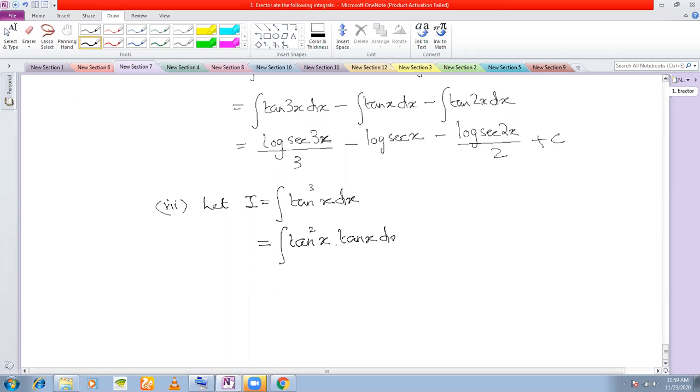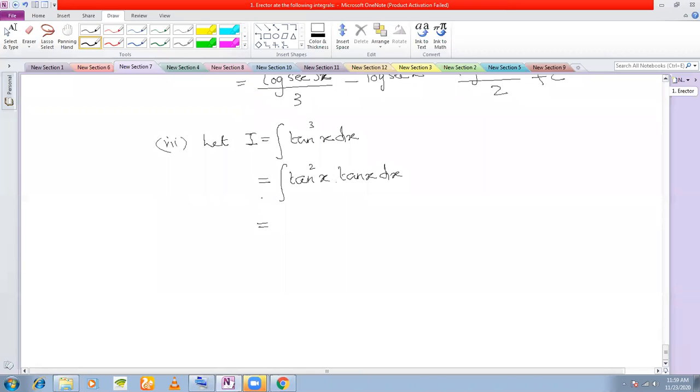Now what you do here is that you know that the derivative of tan x is sec square x, so you write tan square x as sec square x minus 1, times tan x dx. Now you separate the two integrals. You multiply everything with tan x, and you get integral sec square x tan x dx minus integral tan x dx.